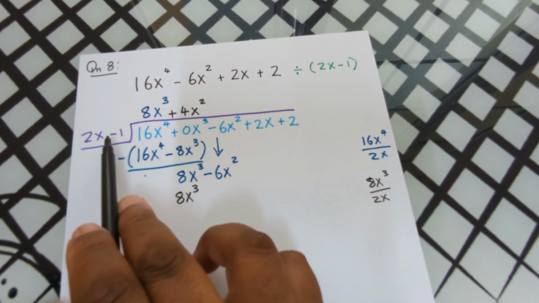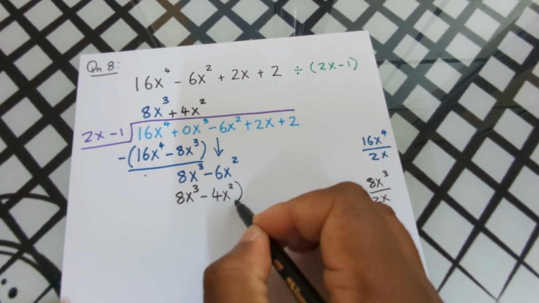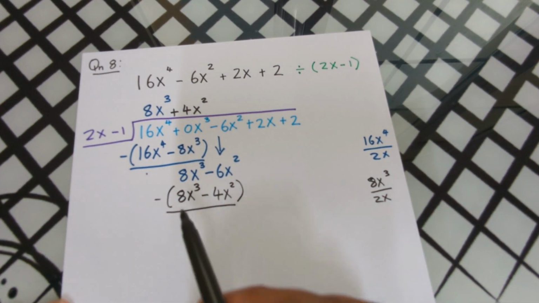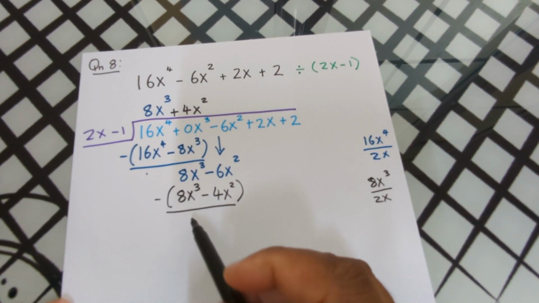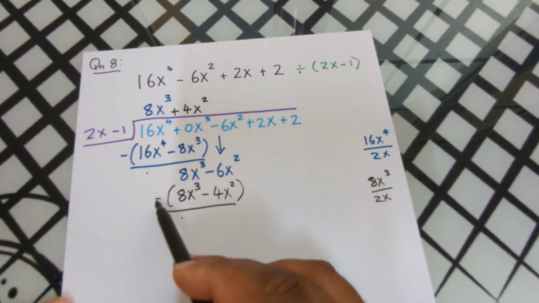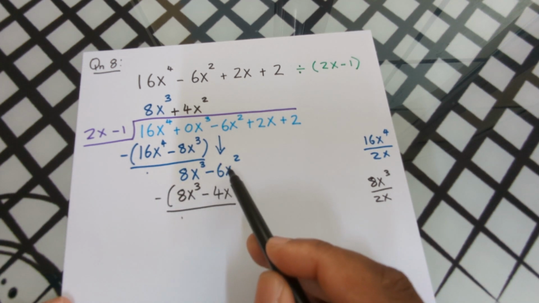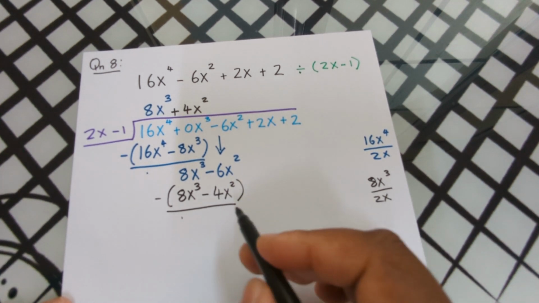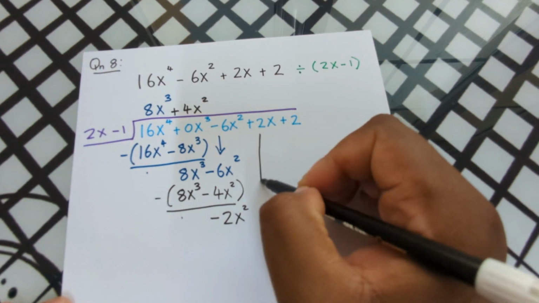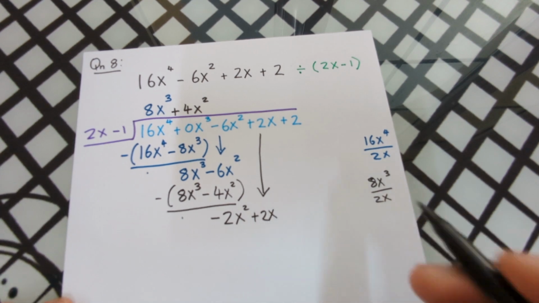Now 4x squared multiplied by negative 1 will be negative 4x to the power 2. Put our brackets and we subtract. 8x cubed minus 8x cubed will give us a 0. Negative 6x squared minus 4x squared will change into negative 6x squared plus 4x squared, which is negative 2x squared. And we'll bring down the next term, which is 2x.